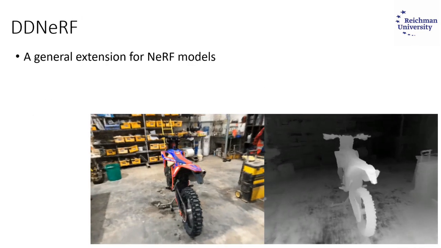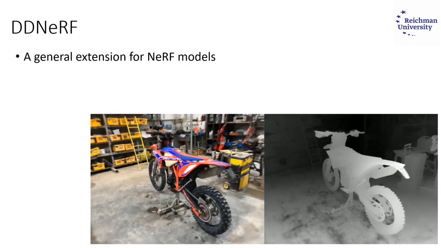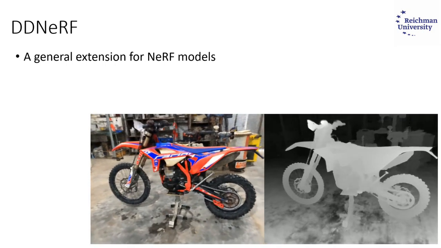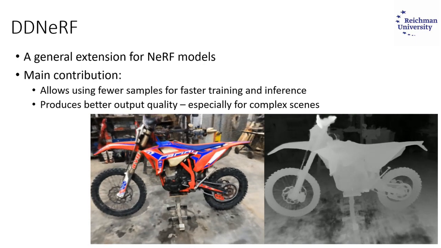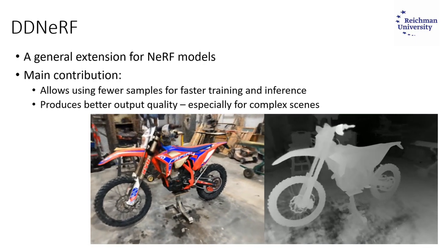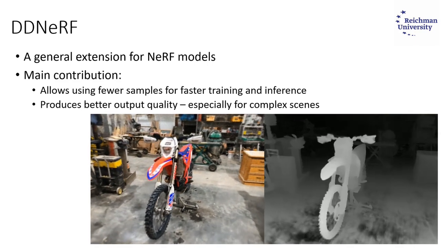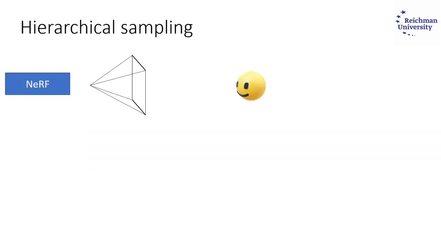NeRF achieves state-of-the-art results, but still suffers from two main drawbacks: high computational demands and decreased performance in complex scenes. DDNeRF is an extension for the existing NeRF models. It produces a more accurate representation of the density distribution along the rays. Our main contribution is allowing the use of fewer samples during training and inference, and produces better output quality, especially for complex scenes.